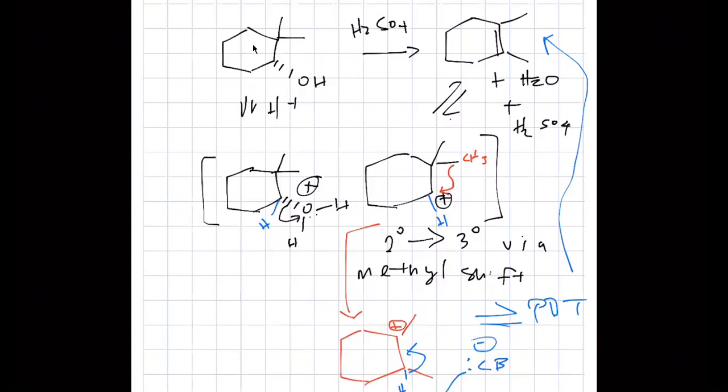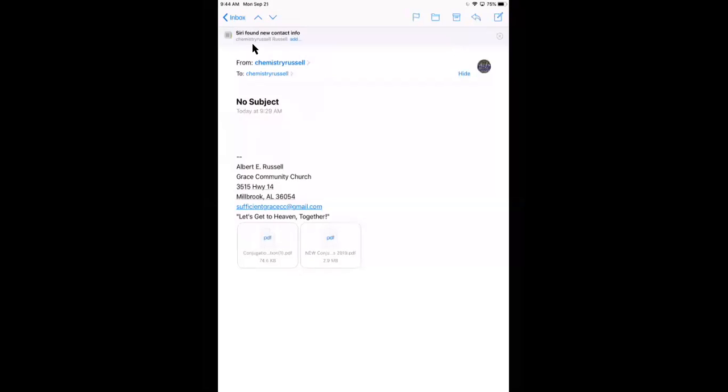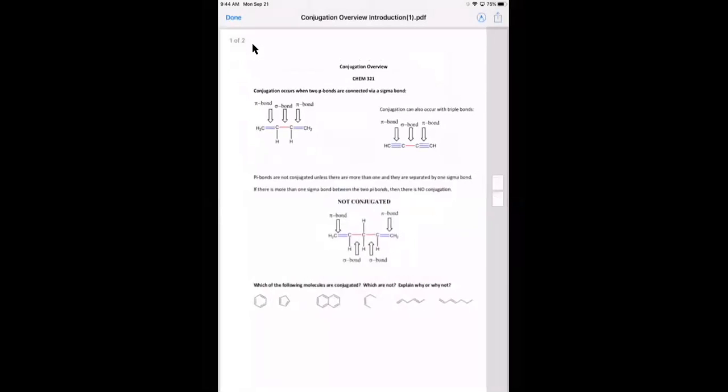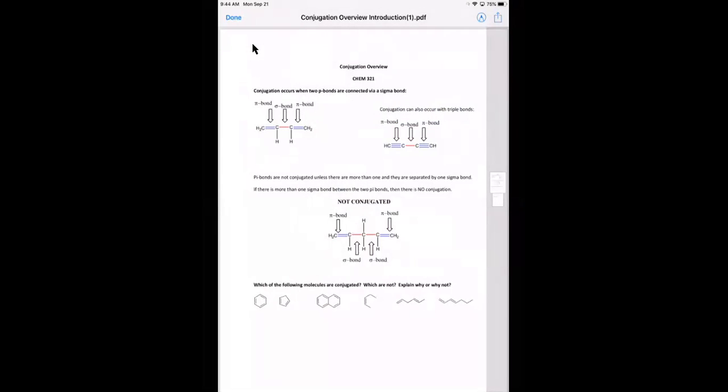So we're going to move on to another topic, and we're going to look at, excuse me, conjugation. We're going to start talking about that today. So let me pull these handouts up and import them into Notability, and then we're going to just jump right in. And hopefully you had a chance to watch that conjugation video, because we're going to go over that again a little bit today, and then we're going to talk about two reactions that conjugated dienes do. They do a lot more reactions, but we're only going to focus on two.